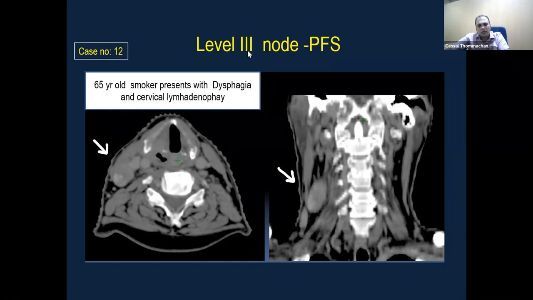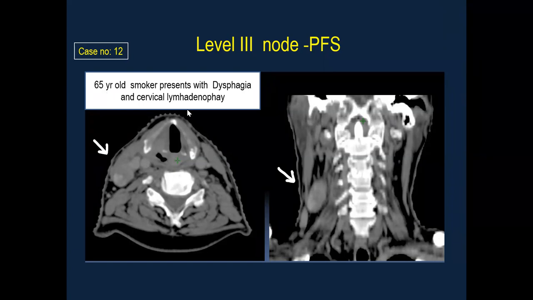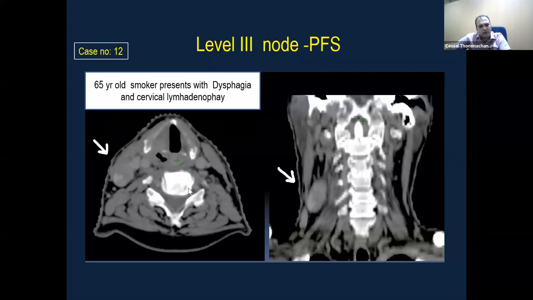This is a 65-year-old gentleman who is a smoker and alcoholic, presented with dysphagia and cervical lymphadenopathy. I'm sorry, this contrast is not good. You can see a lesion. Actually, you cannot make out the enhancement there. In the right piriform fossa, extending into the paraglottic fat, and also it is involving the supraglottic larynx. So it is a T2.